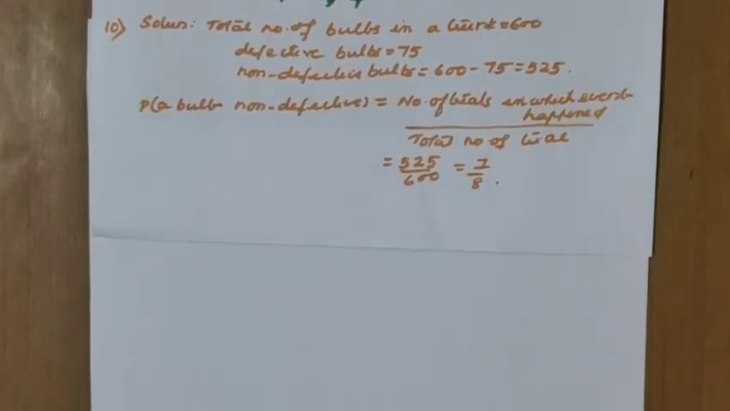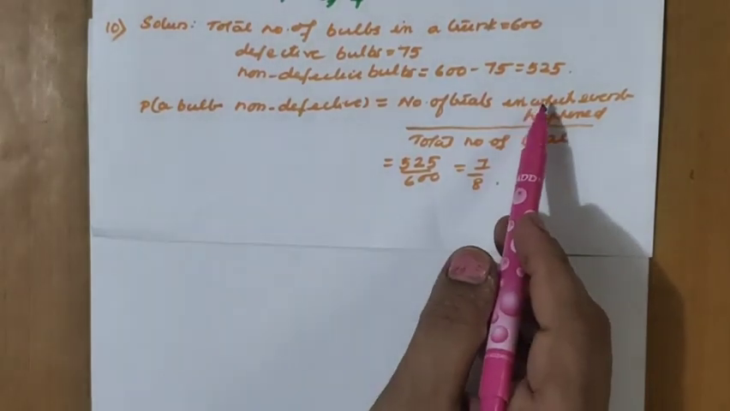Total number of bulbs in a trunk is equal to 600, that is our total number of trials. Defective bulbs is equal to 75. That means what is the number of non-defective bulbs? 600 minus 75, it is equal to 525.